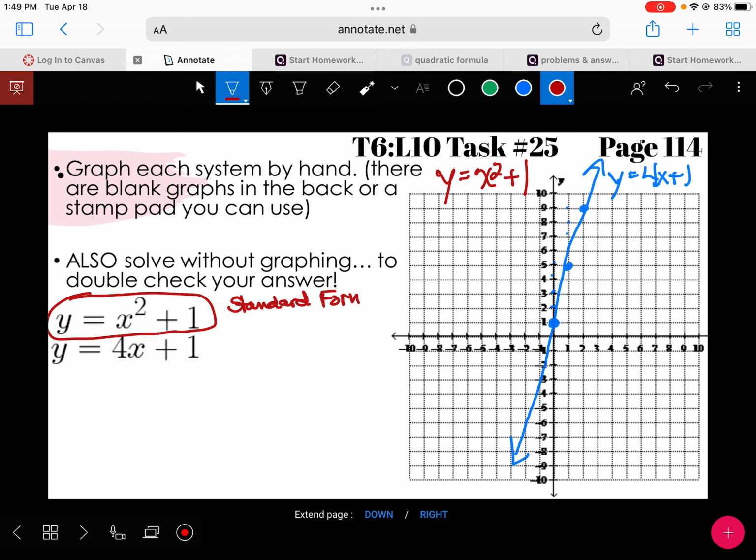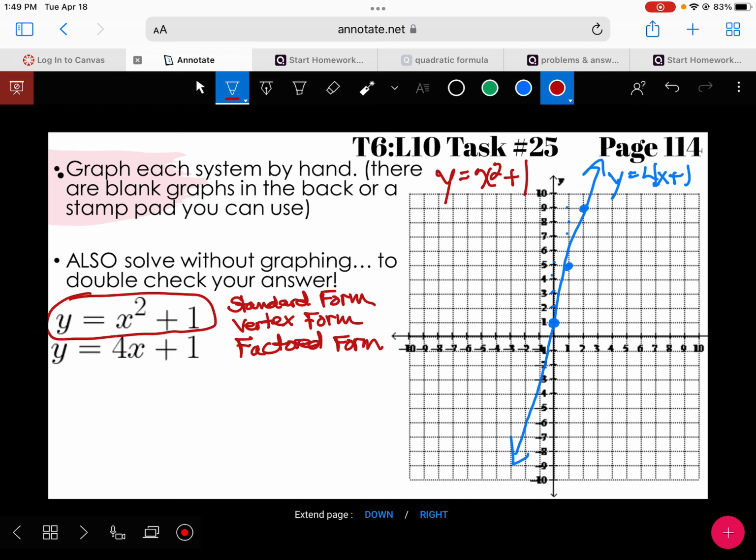What are the other two? Vertex form. What was the last one? Factored form. It's definitely not in factored form. Could almost say it is vertex form too. But it is in standard form. Okay?